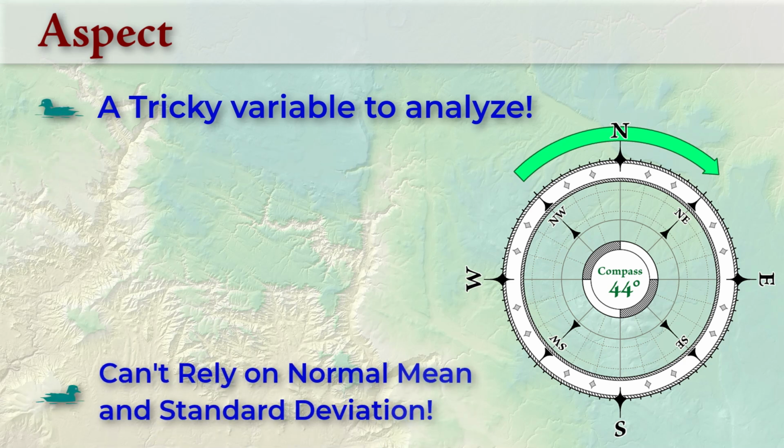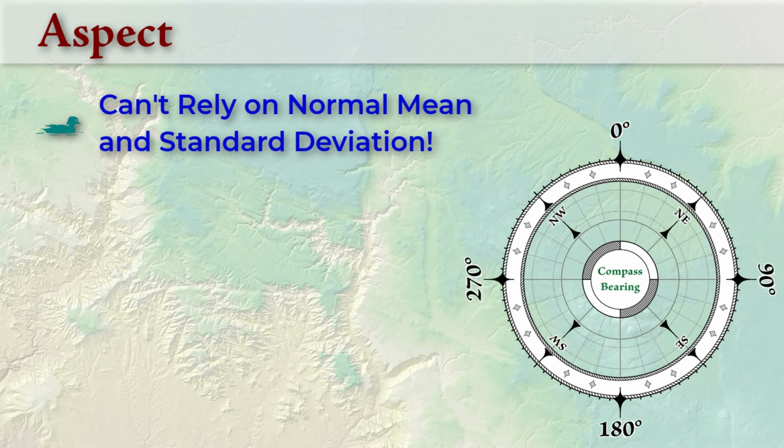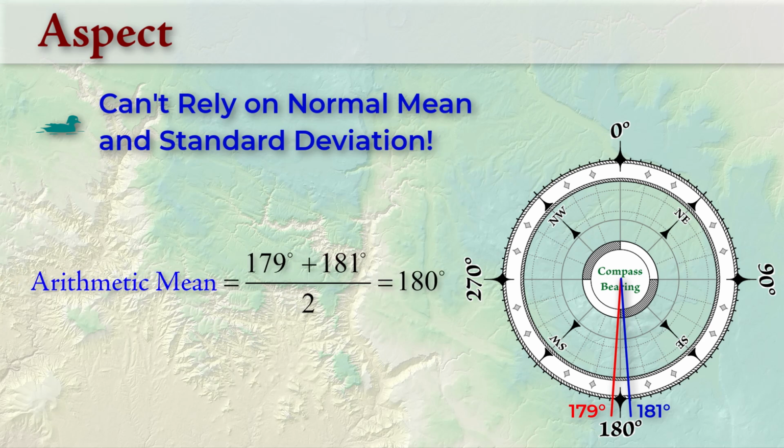For example, consider a scenario in which we only have two aspect directions. One is 179 degrees, the other is 181 degrees, 1 degree to either side of due south. The arithmetic mean here is 179 plus 181 divided by 2, which gives us 360 over 2 equals 180. And this value is correct. 180 degrees is the mean direction between 179 and 181 degrees.